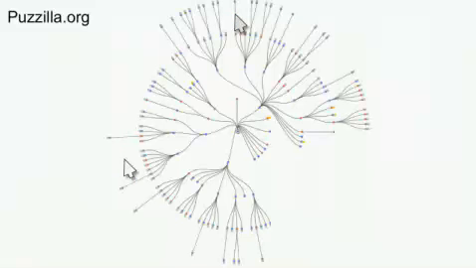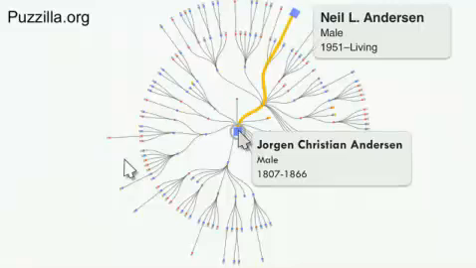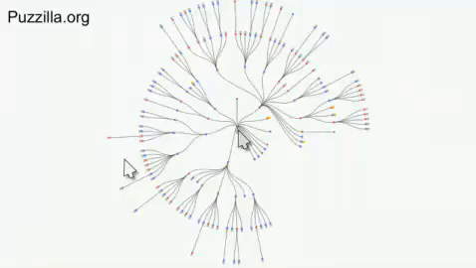Puzilla is now accessing Family Search and pulling in the information. Jorgen moves into the center spot, and all of these lines are his descendants. This is our line, and that's you. And these are all of our cousins. I'm going to zoom in here so we can get a better look.